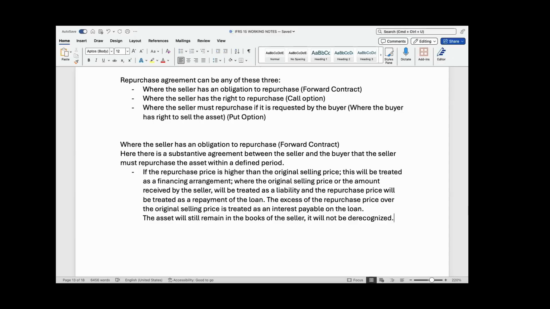Okay. But yeah, if the purchase price is lower than the original selling price, this will be treated as a normal sale transaction.